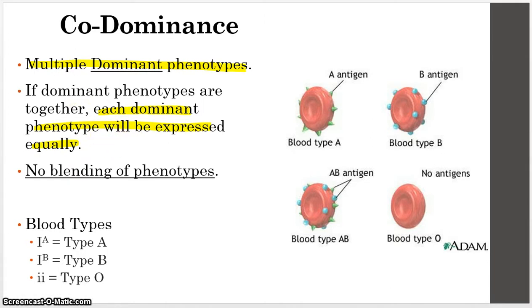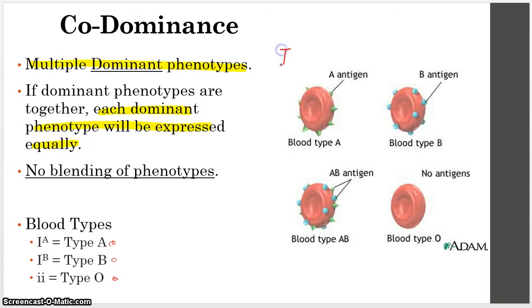Okay? And our gold standard example here is blood types. And there's several different blood types that you can have. You can have type A, you can have type B, or you can have type O. There's even another example called type AB. Okay, and if you have type A blood, then you have 2 possible genotypes.